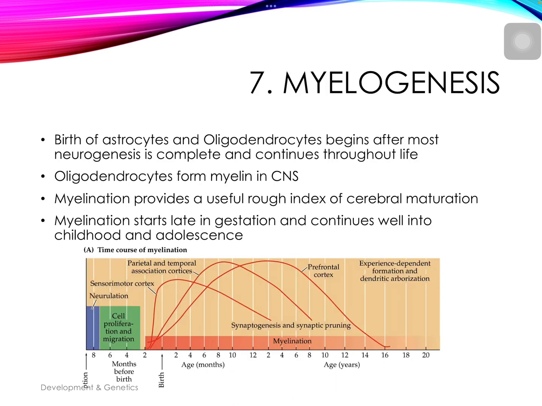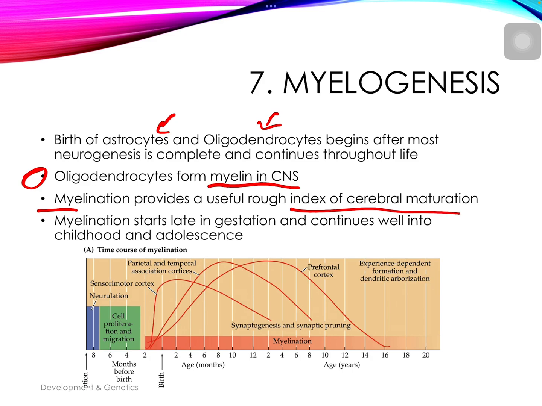We also see myelogenesis happening as well, and so those astrocytes and oligodendrocytes are going to really begin after neurogenesis is mostly complete, and this process will continue throughout your lifespan. And we've talked about this before, oligodendrocytes are what form the myelin in the CNS, or central nervous system, whereas Schwann cells are what form the myelin in the peripheral nervous system. And so we like to think of myelination as a sort of rough index of cerebral maturation.